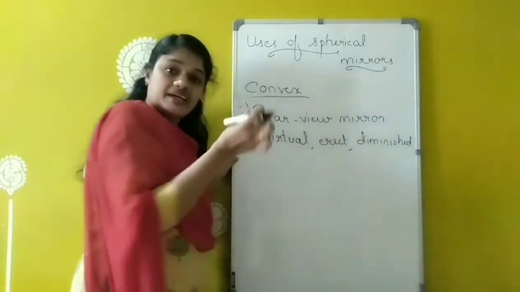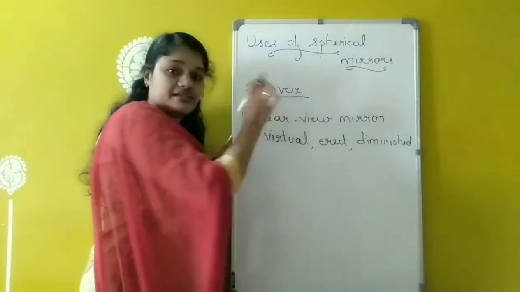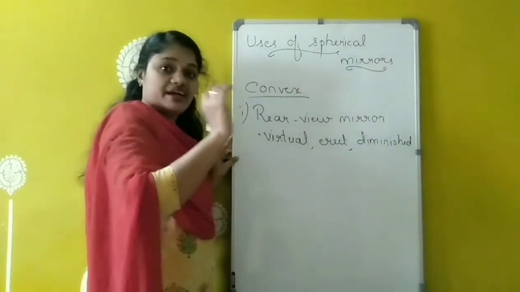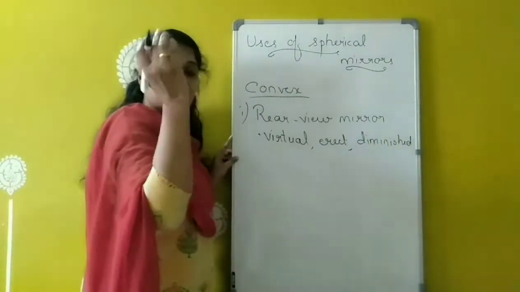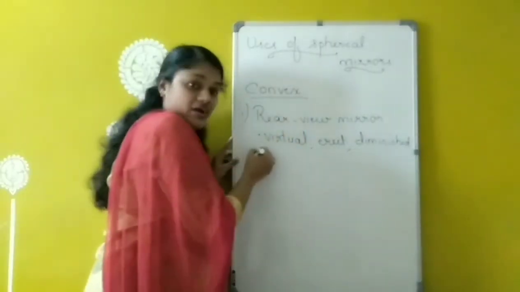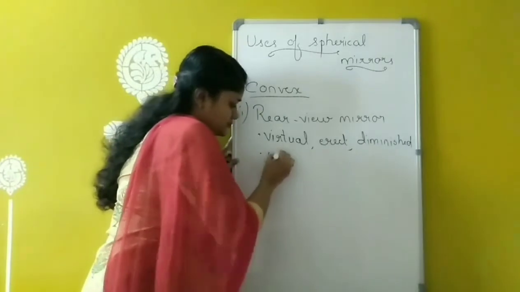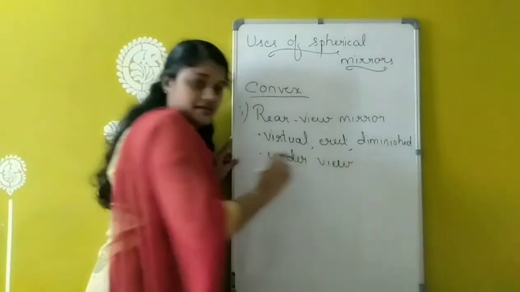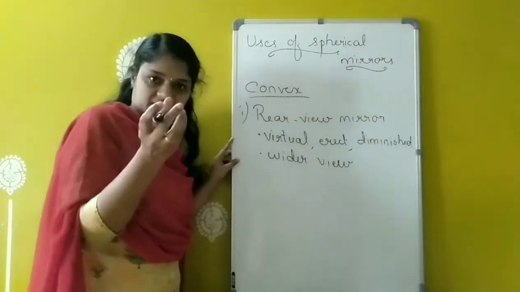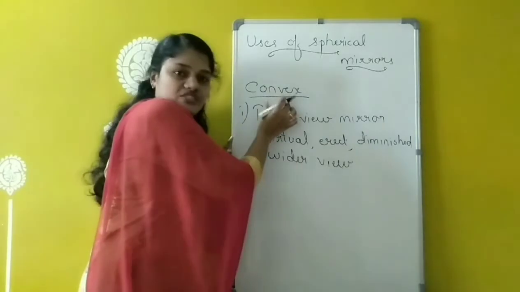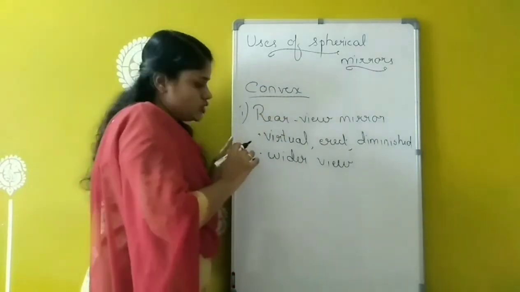Since the image is diminished, this convex mirror can cover a larger area. That means the driver can see a wider view. He can see the traffic behind his vehicle. This convex mirror can give a wider view in a smaller size. It can cover a larger area behind the vehicle. So that is the reason we are using the convex mirror as a rear view mirror.